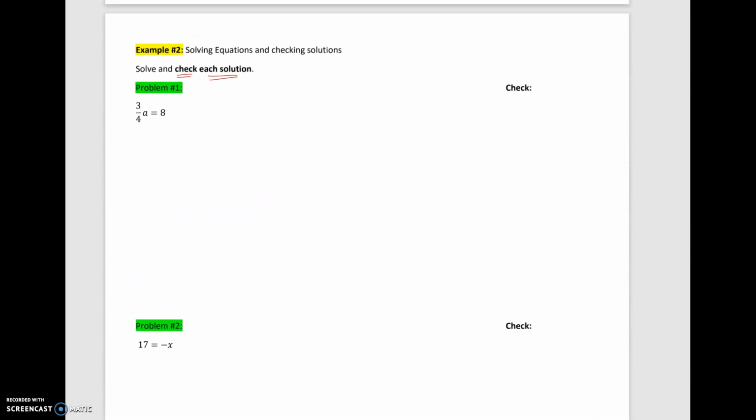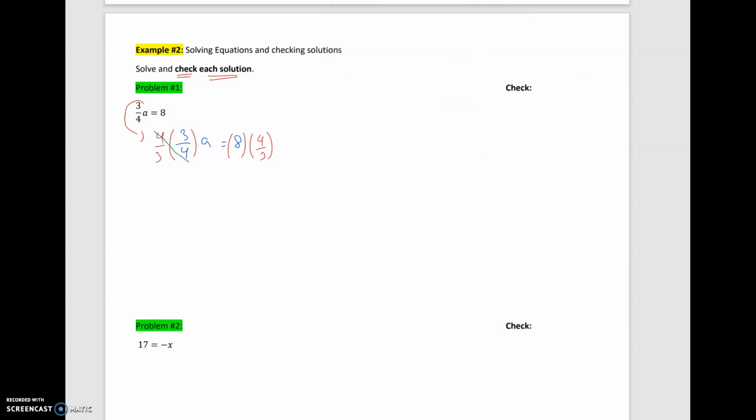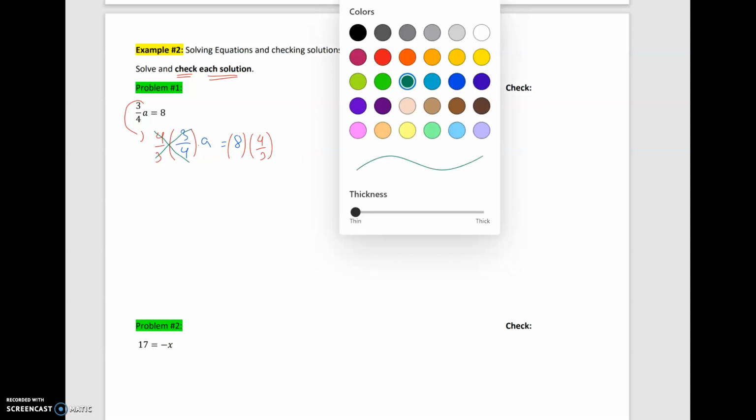In this particular problem, let me just rewrite it since I'm in kind of like the corner here. So we technically have 3/4 times a is equal to 8. What I can do here is multiply by the reciprocal in one step. So we're going to multiply times 4/3 and times 4/3. Multiplying times the reciprocal is going to give us the following on the left hand side. Notice that the 4's cancel, the 3's cancel, and we completely isolated the variable.